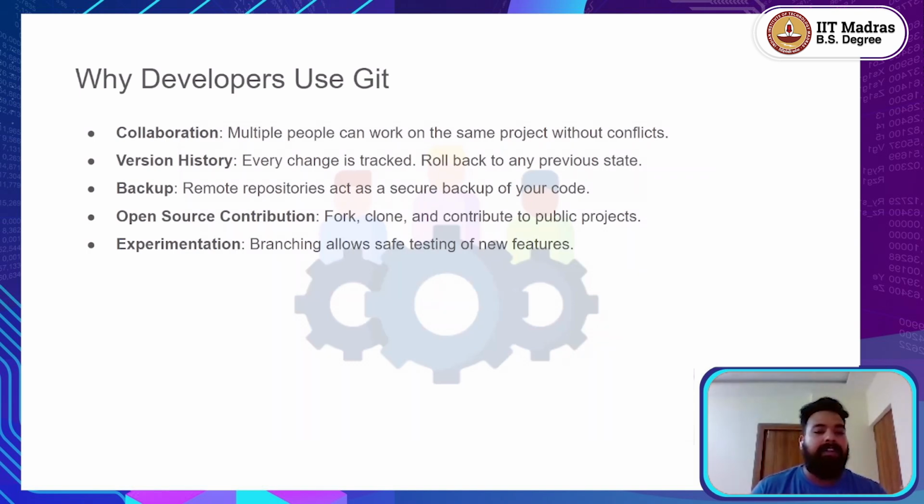Thirdly, having your project pushed to a remote repository acts as a backup, safeguarding your work even if something happens to your local machine. Additionally, Git and platforms like GitHub are the backbone of open source contribution. Developers across the globe can fork projects, clone repositories, and contribute improvements. Finally, Git makes experimentation safe and easy. You can create new branches to try out new ideas without risking the stability of your main code base.